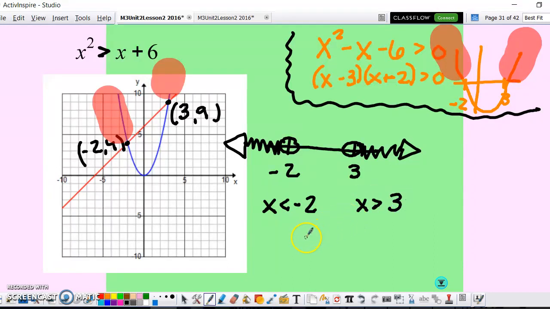And in interval notation, that would be from negative infinity to negative 2, soft bracket because it doesn't have an equals to, open circle. Also from 3 to infinity, and soft bracket on both of those. Again, infinity always gets soft brackets. The numbers get soft brackets because it's not equal to and it's an open circle.